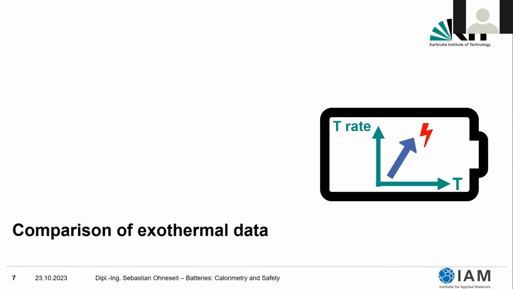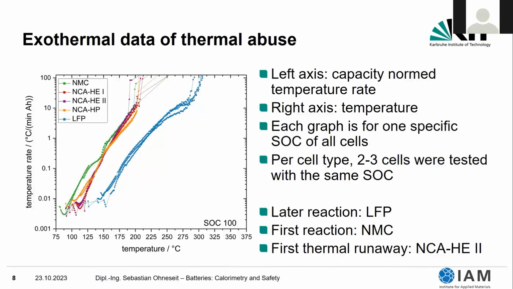Now, I won't let you wait any longer to show you some experimental results. And the first results I'm showing is exothermal data. Exothermal data is only acquired, it's quite logical, when the cell is exothermal. So the data you see here does not start at the beginning of the test, but starts at the beginning of the exothermal behavior of the battery and goes to the thermal runaway. In this graph, on the left axis, you can see the capacity normed temperature rate of the reaction, and on the right axis you can see the temperature itself.